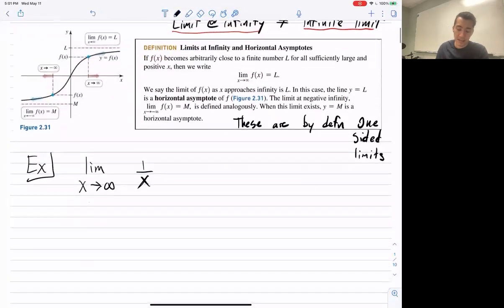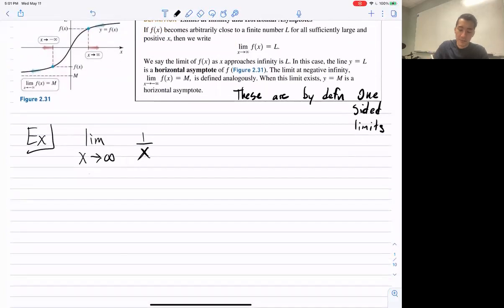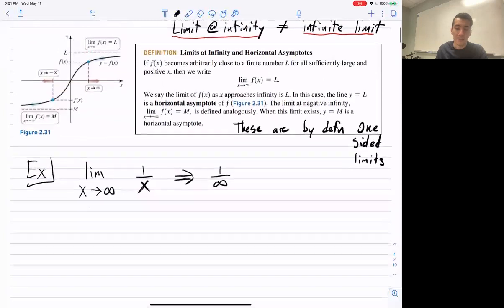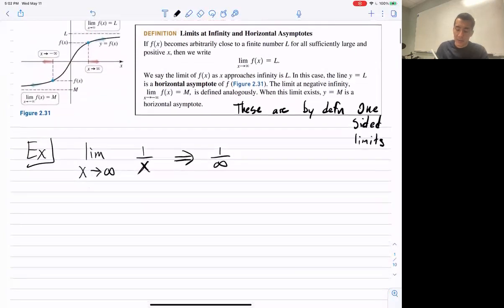What's the limit as x approaches infinity of 1 over x? Well, this implies, in a sense, that it's 1 over infinity. But what is 1 over infinity? What does that mean? The way we can think about it is 1 over a very large number.